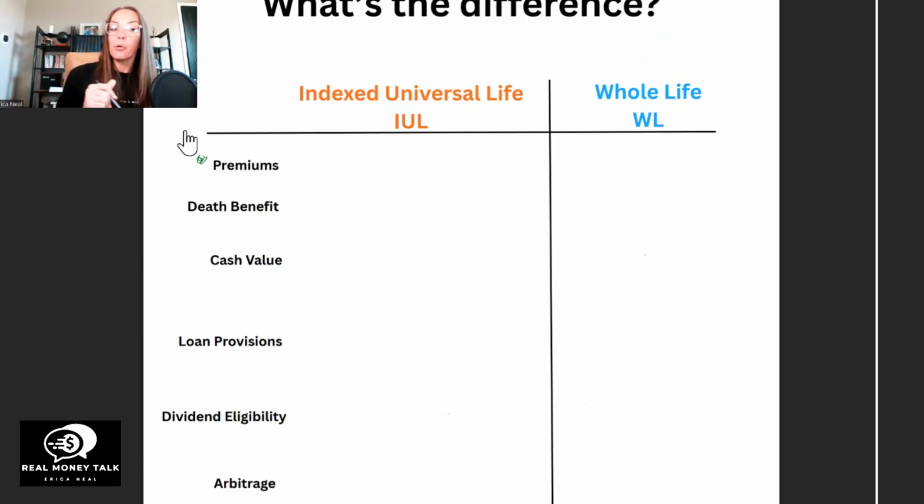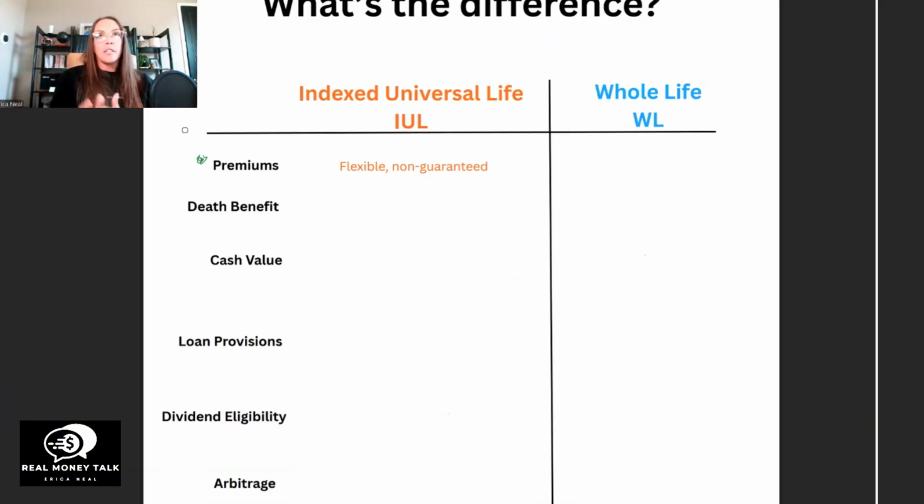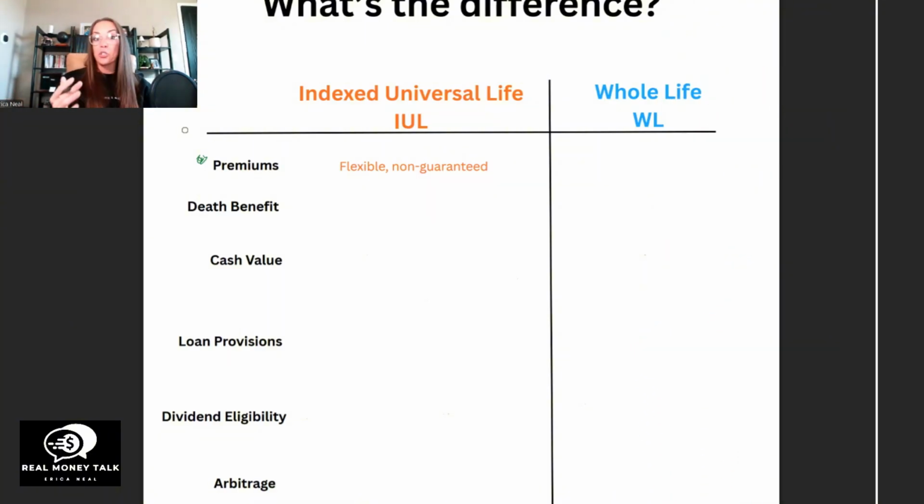Now, the premiums within an index universal life policy, these are flexible and not guaranteed. So what does that mean? IULs in general are sold on the premise of adjustability and flexibility. Okay. And that's great, right? That fits into what a lot of people are looking for. Now, we have to understand that's a two-way street. You have the ability to pay more or less than your what's called a target premium. Target premium is what you're trying to hit, but you don't have to, right? You can pay more or less.